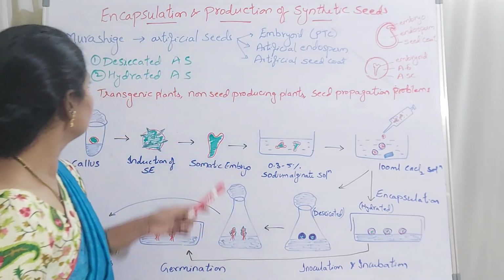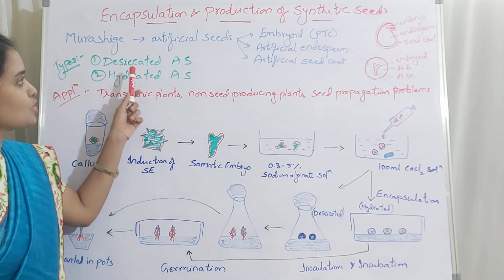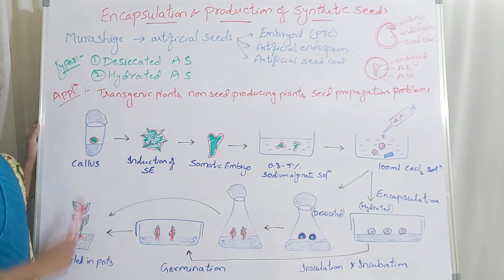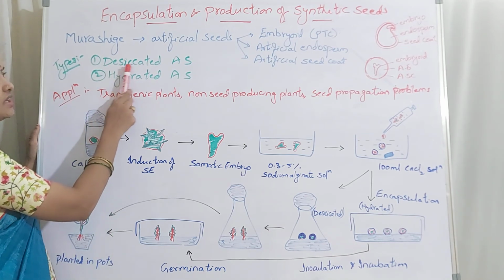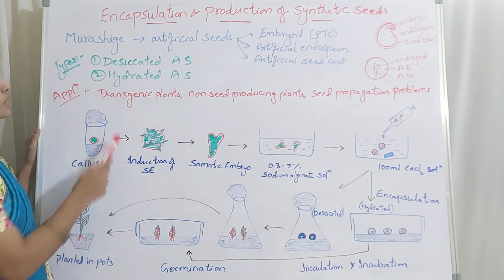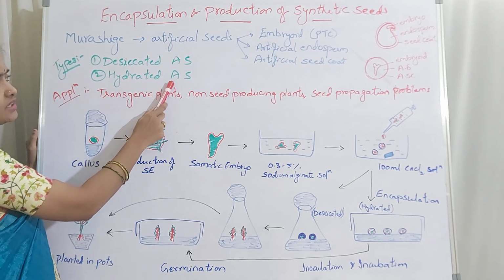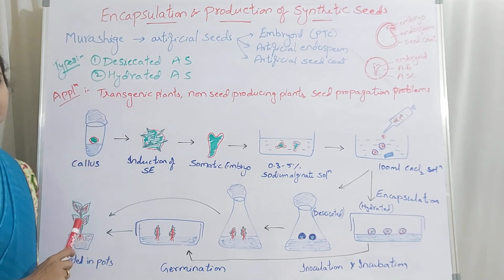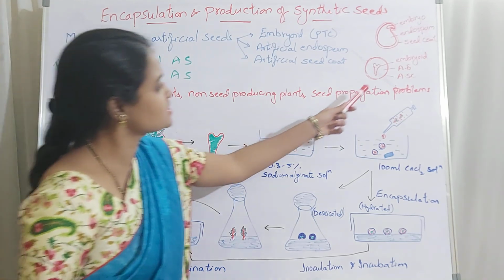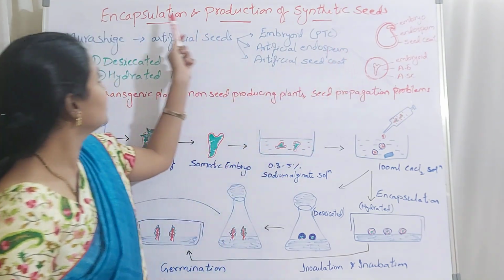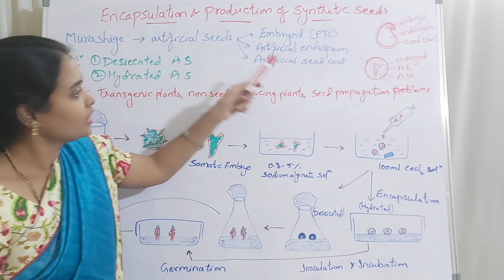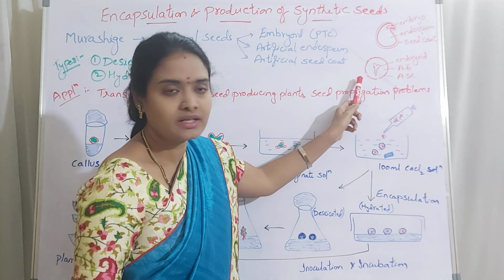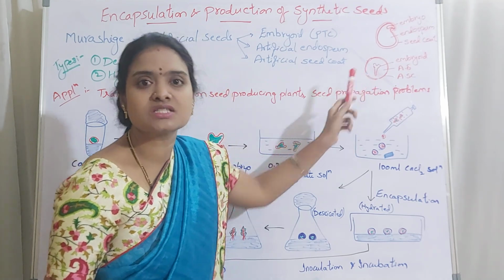So here let us see what are the different types of synthetic seeds. It is of two types. The first one is desiccated artificial seeds. Second one is hydrated artificial seeds, right? So what do you mean by desiccated and hydrated? I told you artificial seeds are entrapped or encapsulated, or you can say imprisoned, right, inside the gelatinous substances.